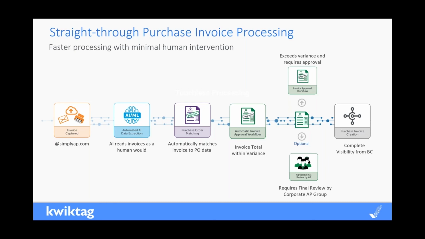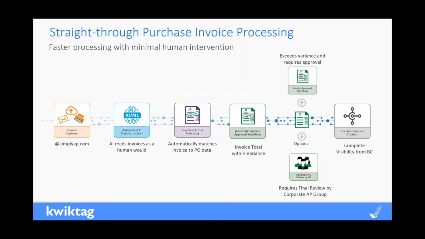They may want to have a step in there that says, even though it meets all that criteria, I still want to have a final review within my AP team to look at those invoices. That's fine. Or if you want a manager to review those before it gets created in Business Central, that's fine too. We can have that final review before it gets created in Business Central.